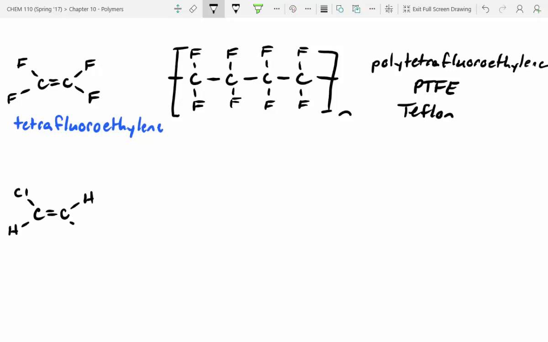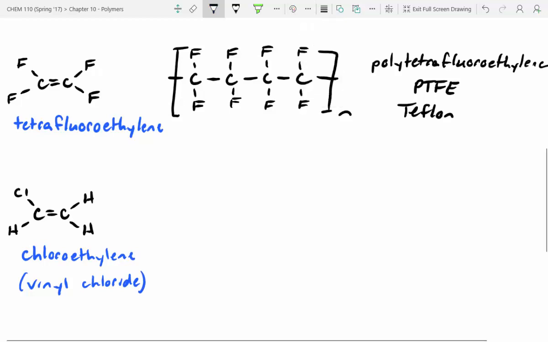So this one has one chlorine coming off of it. And this is called chloroethylene, or it's oftentimes referred to as vinyl chloride. And again, we'll do two units.